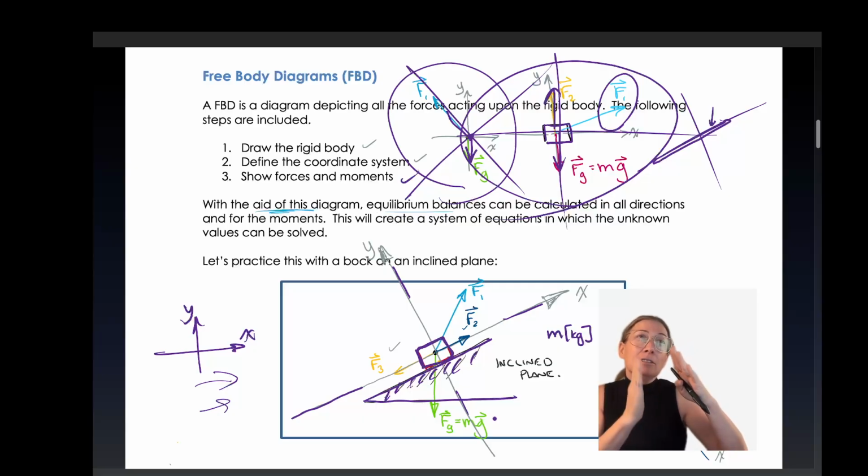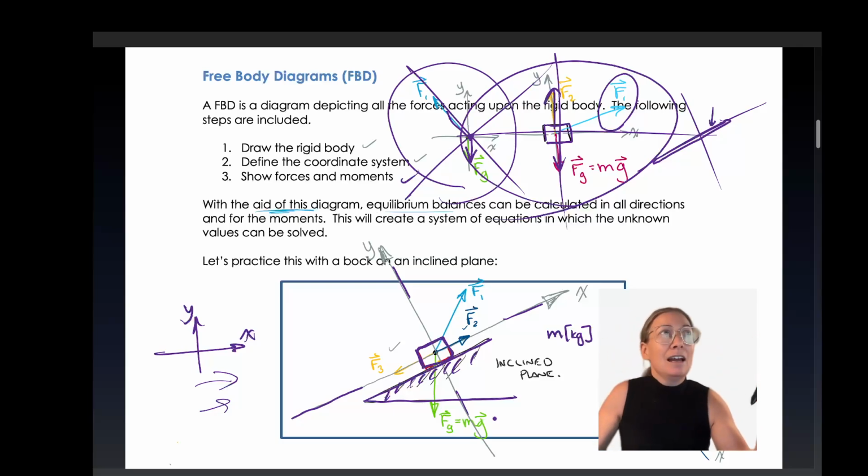But if I had chosen classic Cartesian coordinate system, horizontal and vertical, then I would have to resolve F1 onto an axis, F2 and F3, and only FG would be aligned with the axis. So just be careful of how you choose that coordinate system, and it just makes your life easier if you choose a smart one. So here we go.